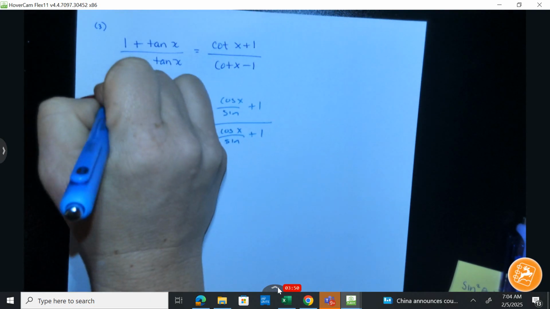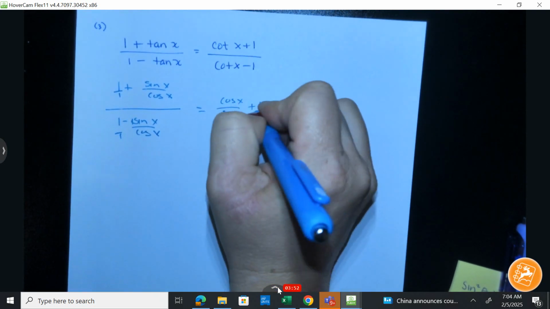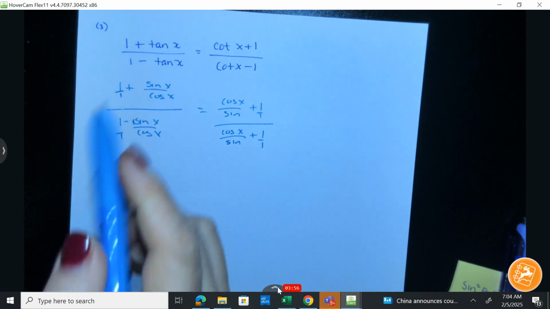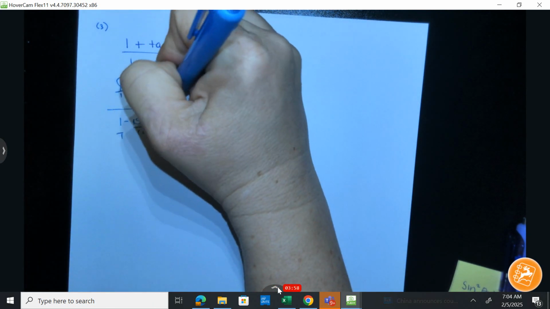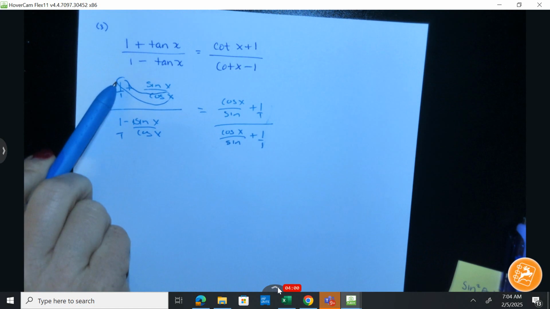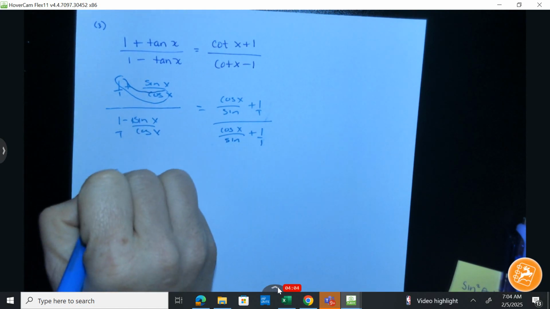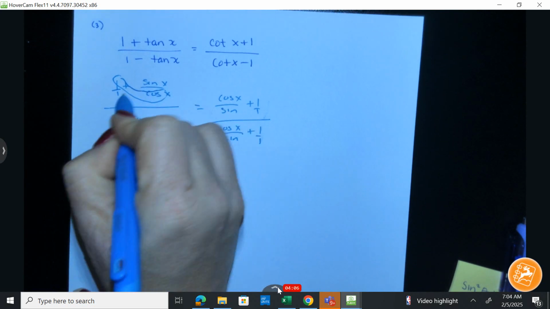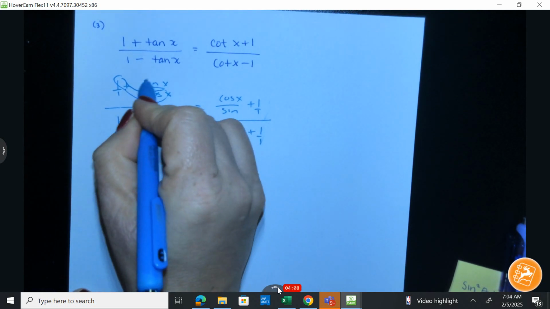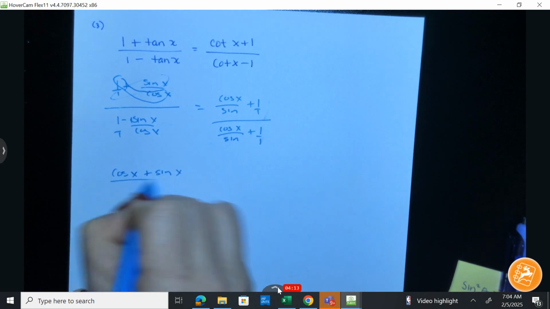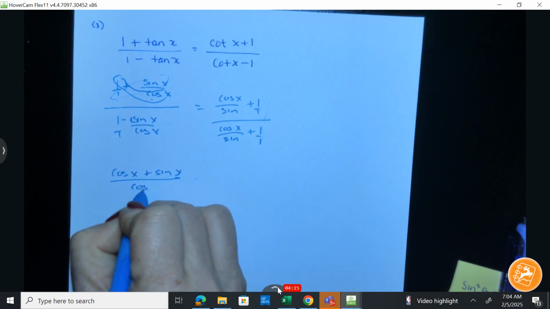And then I want to put the fractions in the numerator and the denominator together. So I'm going to use the butterfly method to do that. As a reminder for the butterfly method, we're going to multiply this first diagonal going from top left to bottom right. So 1 times the cosine of x is the cosine of x. Then I'm going to drop down the plus sign. 1 times the sine is the sine. And I'm going to divide that by 1 times cosine.